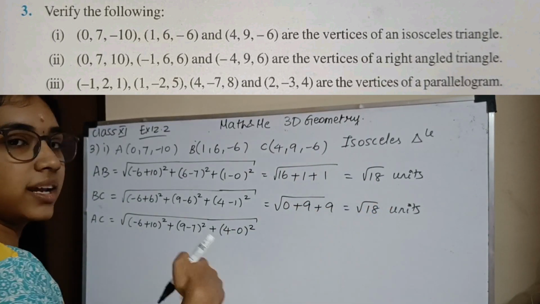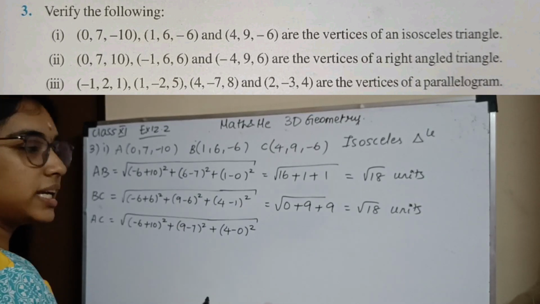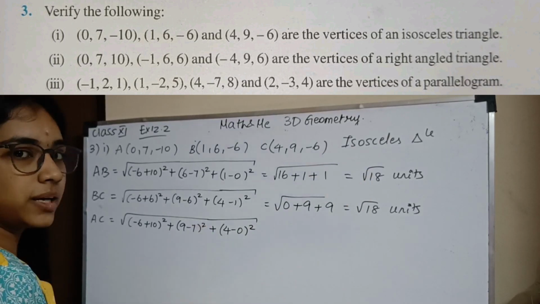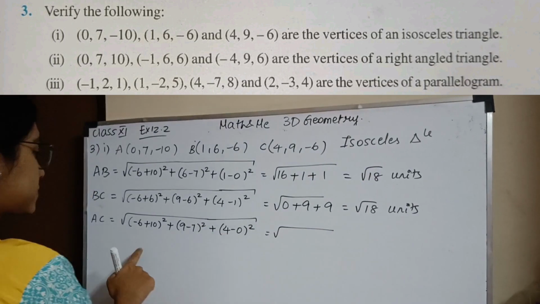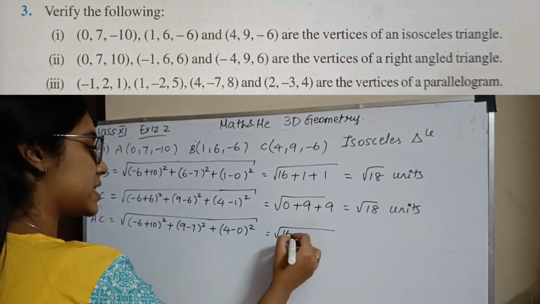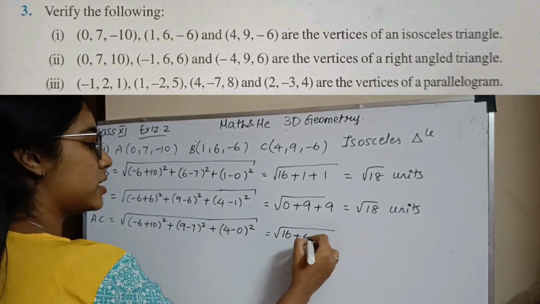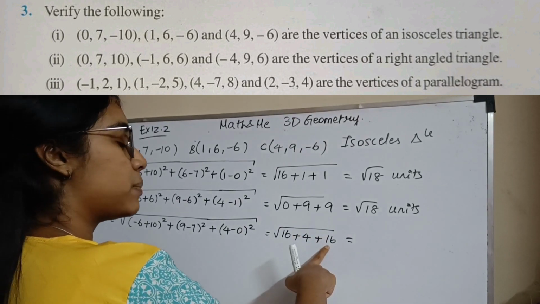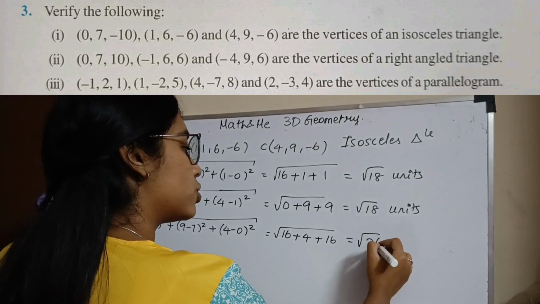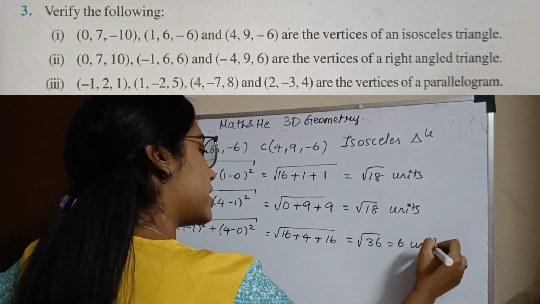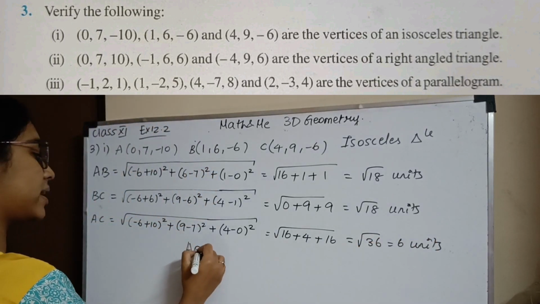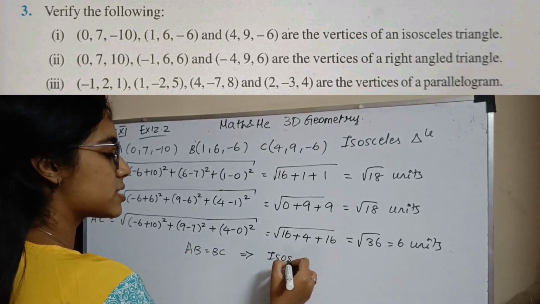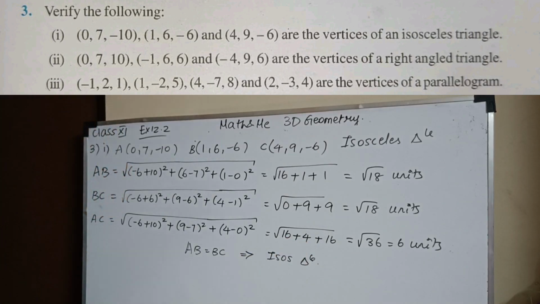Now whether AC is equal or not equal, there is no problem. If it is not equal, it is an isosceles triangle. If AC is equal to both, then we'll have an equilateral triangle. Okay? So what will this be? Minus 6 plus 10, 4 square, which is 16, plus 9 minus 7, 2 square, which is 4, plus 4 square, which is 16. So 16 plus 4, 20, 20 plus 16 is 36. So root 36, which is 6 units. So it doesn't matter what my third side is. I have AB equals BC, so the given vertices are the vertices of an isosceles triangle. Okay.